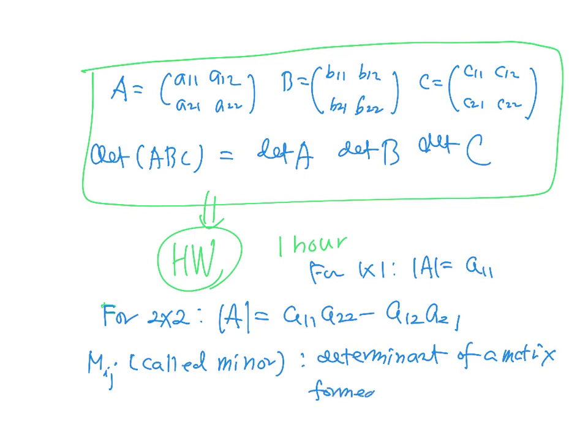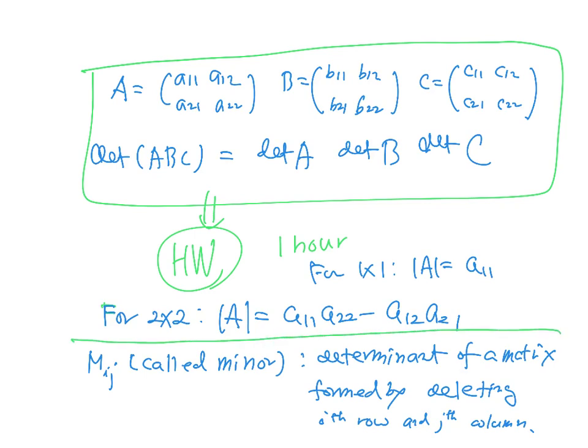The determinant of a matrix formed by deleting the ith row and jth column is called a minor. So a minor is the determinant of a matrix obtained by deleting the ith row and jth column of the original matrix.